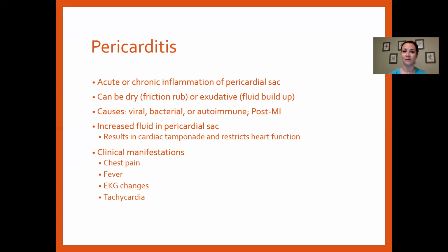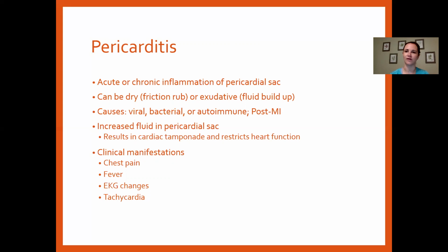Now we're going to move on to pericarditis. Pericarditis we referred to on the first cardiac lecture in our first chapter. It's inflammation of the pericardial sac, which are those two thin layers that surround the outside of the heart and have fluid within it to help prevent friction as the heart contracts. The pericarditis can be acute or chronic inflammation of the pericardial sac, and it can be dry, which we talked about with the friction rub. You'll hear a leathery sound if you're auscultating the heart, or exudative, which is like pus fluid buildup around the heart. Causes are viral, bacterial, or autoimmune, and this can, if you remember from the ACS PowerPoint, occur post-MI.